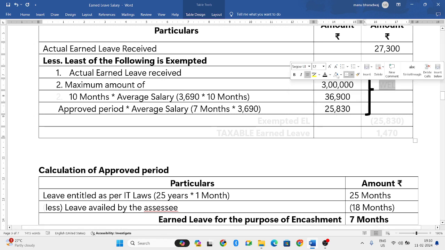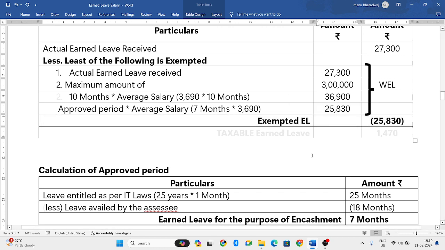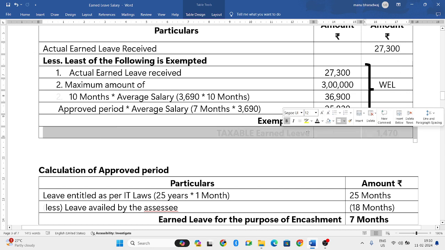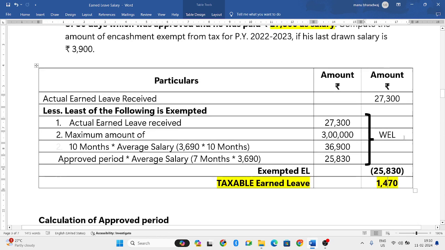If you multiply both, it will be 25,830. Out of these four, whichever is lesser, it is 25,830. That will be given as exempted EL. That will be given as exemption. So 27,300 minus 25,830, the remaining amount will be 1,470. That is the taxable earned leave. The remaining 1,470 is taxable earned leave.